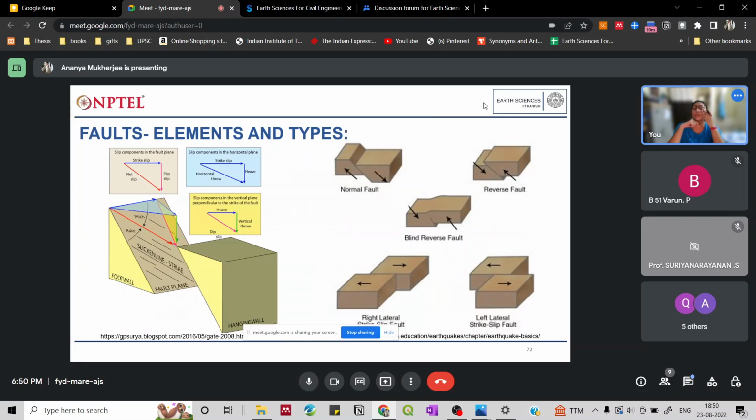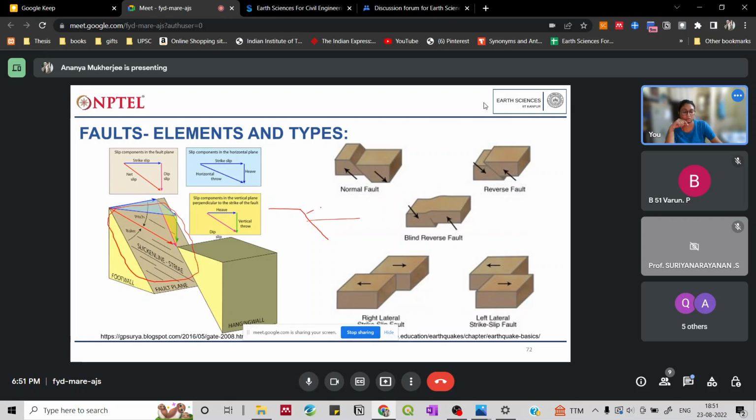Now we come to the faults. We saw folds, which you can generally see where you have compressive stresses acting. Faults can be caused, and there are different types of faults that are caused due to the different stresses. Over here these are some of the components that we measure when we are looking at a fault. So this plane that you see, where a lot of these things are mentioned, is called the fault plane. I'll draw a simple sketch here.